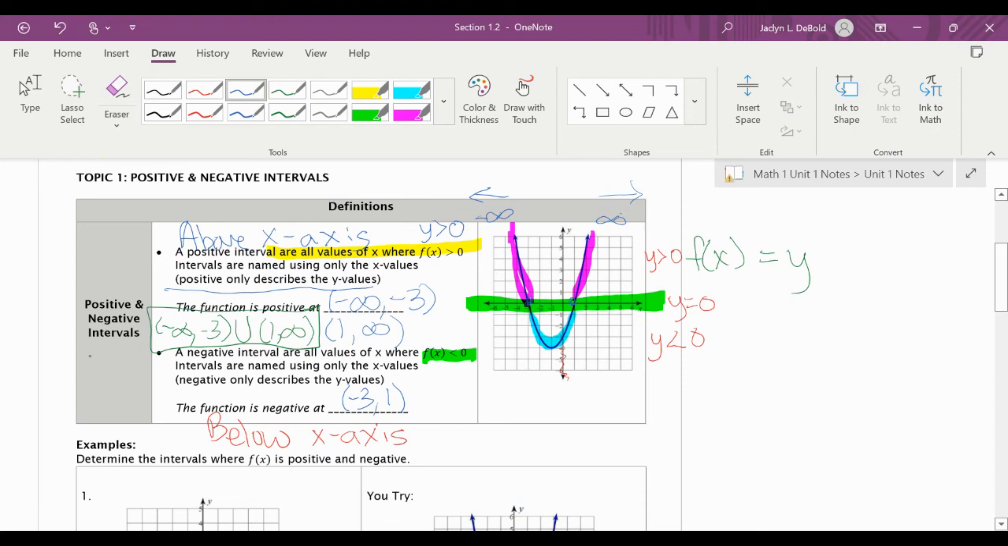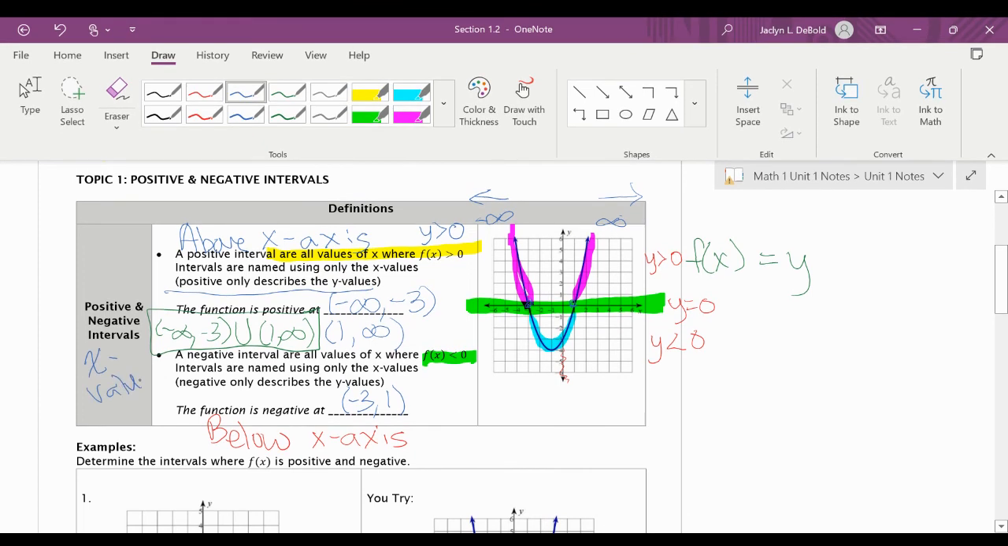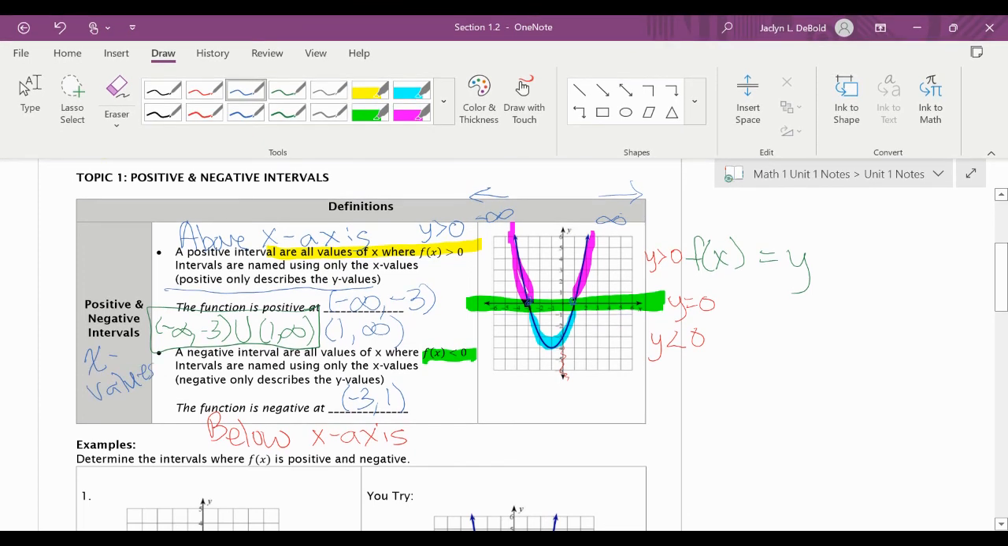And again, these intervals are all describing the x values. So you're using the x values to list your answer, because your y value is being described by saying positive, negative, increasing, decreasing. So we list it with just our x values.